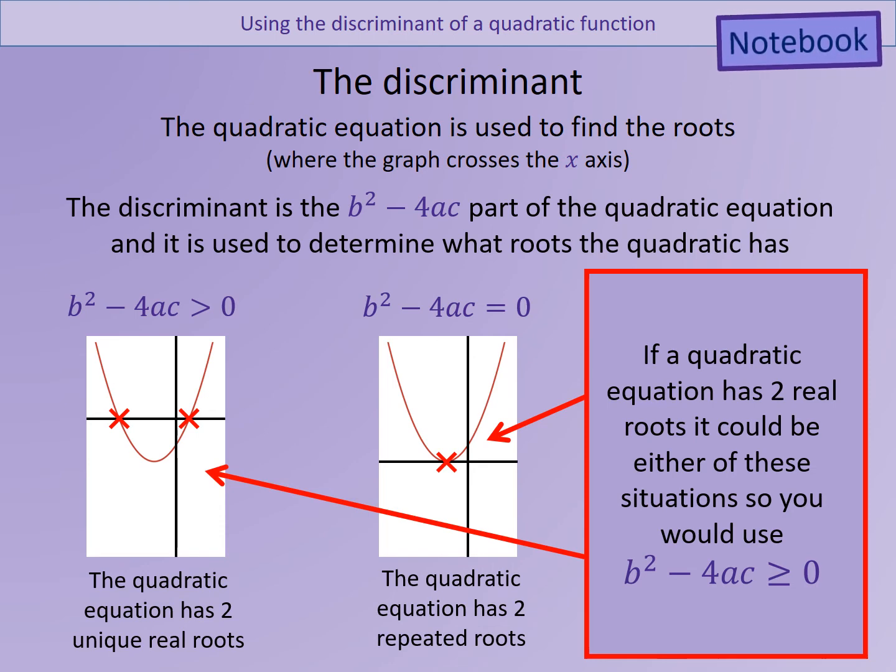You might also get questions that talk about real roots. Now if a question talks about real roots, then of course these are the two options that it is meaning. Either you're getting two different distinct roots like we're seeing in the first picture, or we're getting equal roots like what you're seeing in the second picture. So if we are dealing with a question that talks about two real roots, then the situation in terms of the discriminant is that it's greater than or equal to 0. So it's combining these two examples in one.